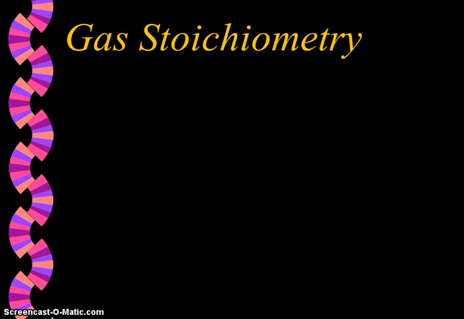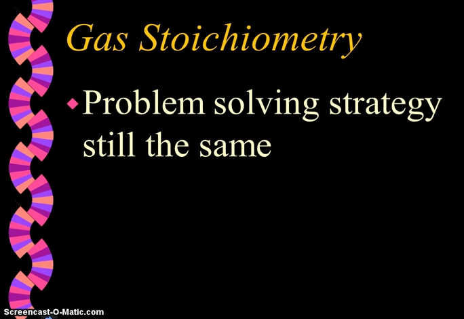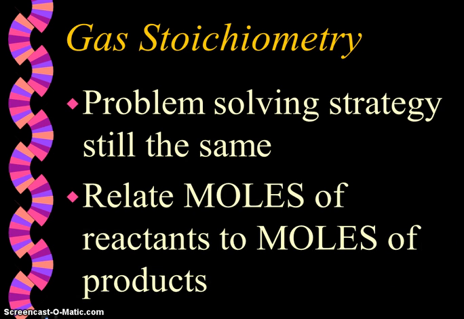Now we're going to relate our ideal gas law problem with stoichiometry problems. And when we do this, the problems are going to have the same type of solving strategy. We always want to take whatever information we're given and convert it to moles, so that then we can relate the moles of reactants to the moles of products. But this time we'll use PV equals nRT in order for us to solve for moles.